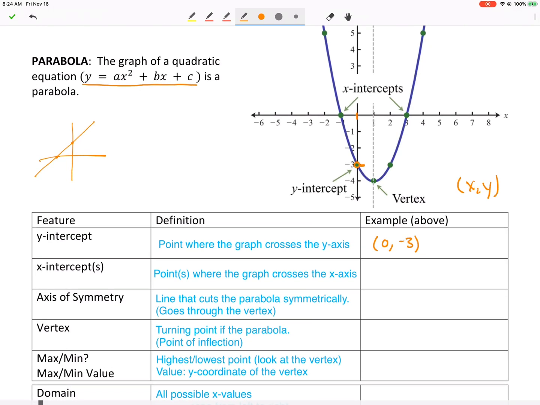Okay, x-intercepts are the points or point where the graph crosses the x-axis. So we have one here at x equals -1 and at x equals 3. So we would write these down as -1 comma 0, because our y value is 0 where it crosses, and our other one is going to be 3 comma 0.